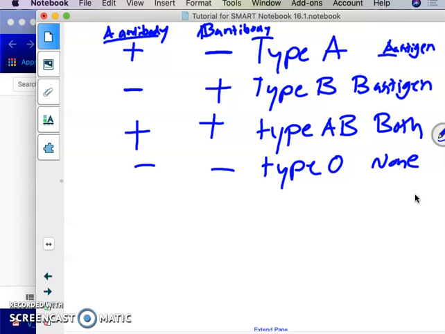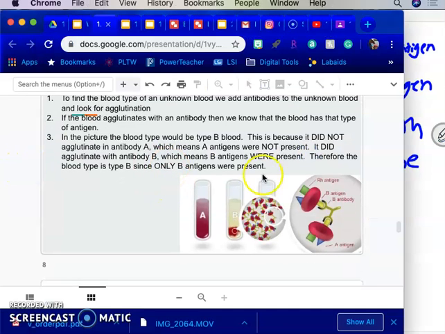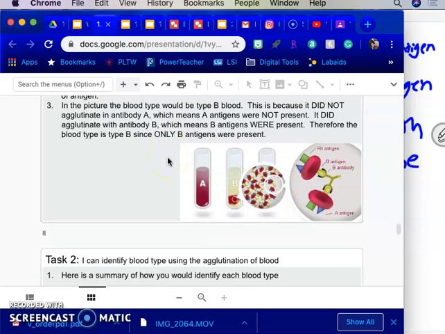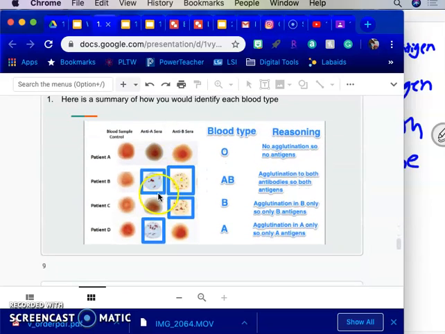All right, now here are the answers. If you haven't tried them yet, the first one on the left would be type A because it only clumped in A. The second one would be type B because it only clumped in B. And the third one would be type O because it did not clump in either one. So what you should get is that it only clumps in the presence of its antigen. The easy way to remember this is if it clumps in A, it's type A. If it clumps in B, it's type B. If it clumps in A and B, it's type AB. And if it doesn't clump in any, it's O.